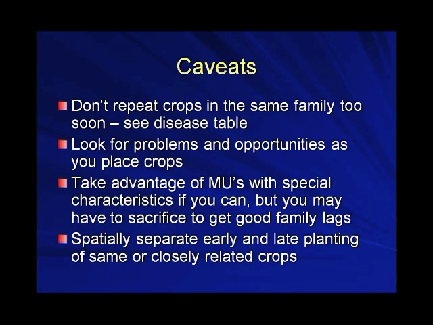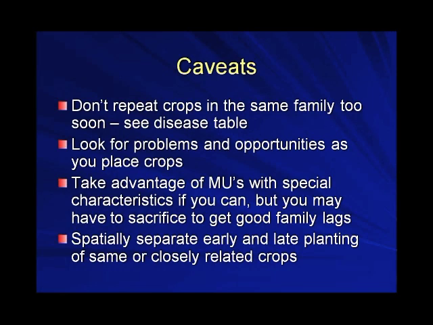And of course there are some caveats. You don't want to grow crops in the same family too soon, and consult that disease table for that. Look for problems and opportunities of various sorts in placement of crops. Take advantage of management units with special characteristics if you can, but of course you might not be able to. That might get trumped by the fact that you can't grow the same crop too soon, or you're going to have disease problems.